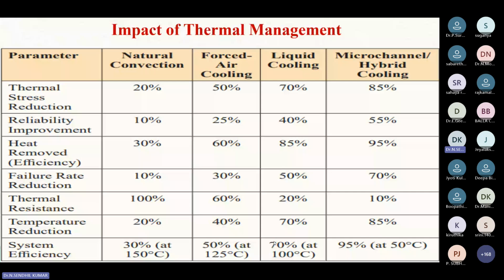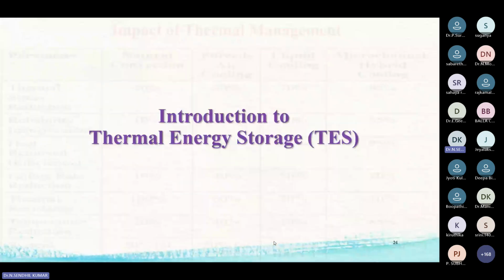In the normal environment, a natural convection system is okay, but at the same time, you also have to maintain the operating temperature. That is the thing. So these are all about the impact of thermal management. Now I hope you know what the ways to dissipate the heat are, what the challenges involved in that are, and what advanced cooling technologies there are.